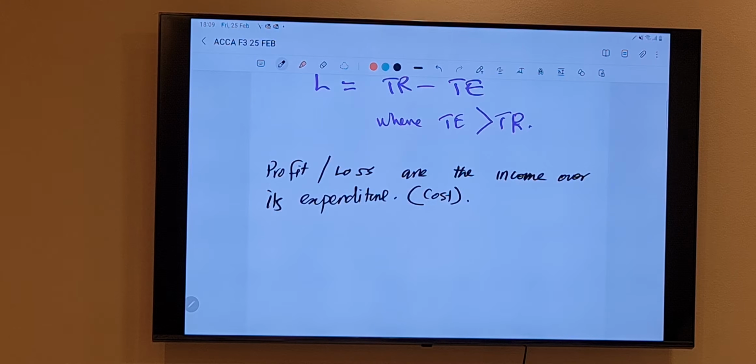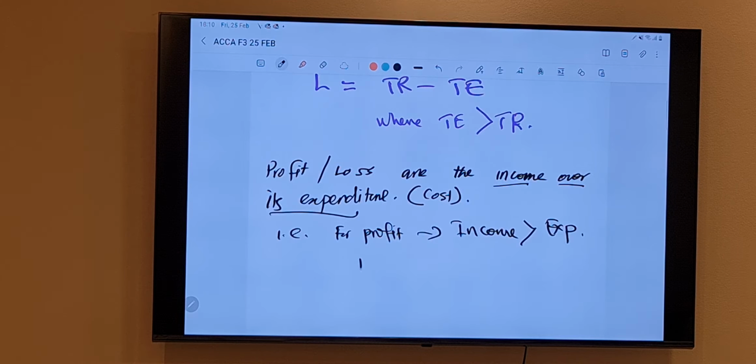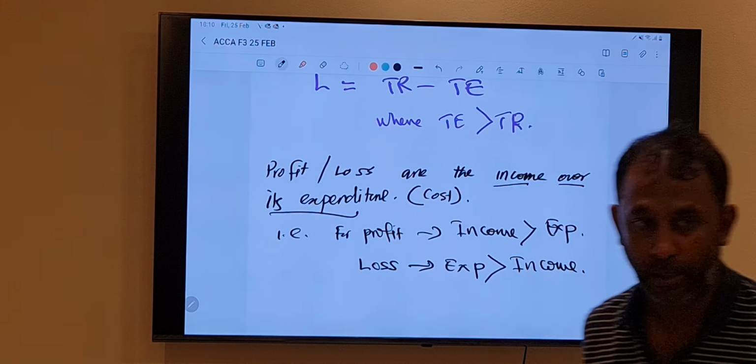Meaning income, example, 10,000, expenditure 8,000. So when I use this income over expenditure, it means 10,000 minus 8,000. The difference is 2,000. So, I.E., for profit, income should be greater than expenditure. For loss, expenditure should be greater than income. Understood, guys?